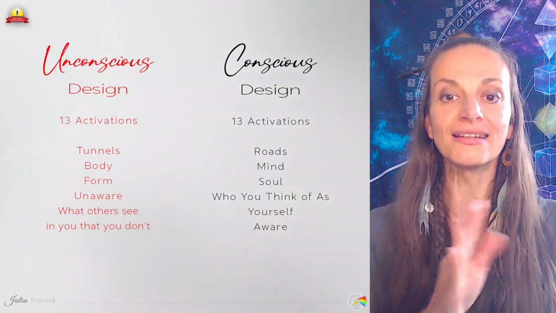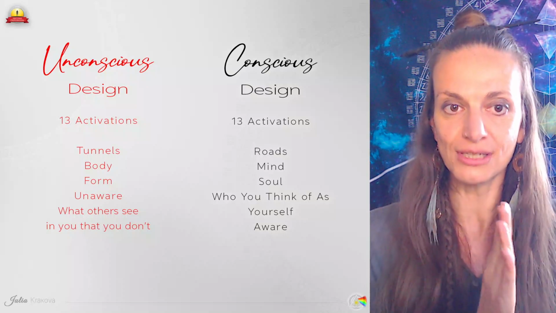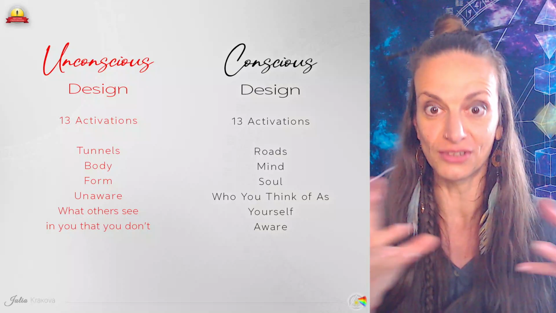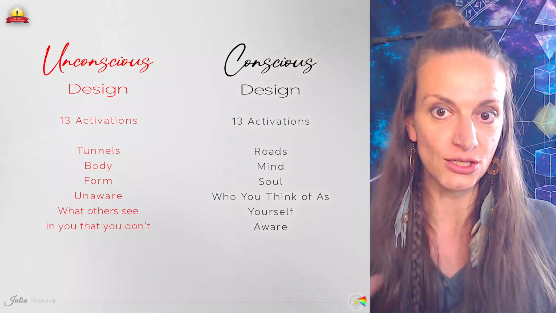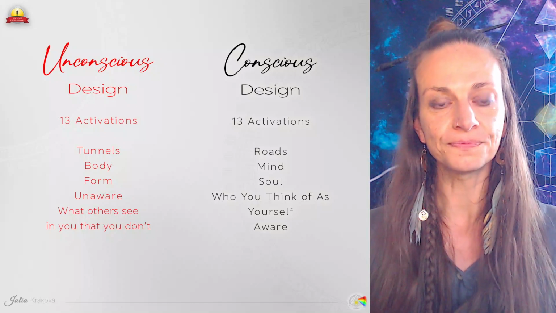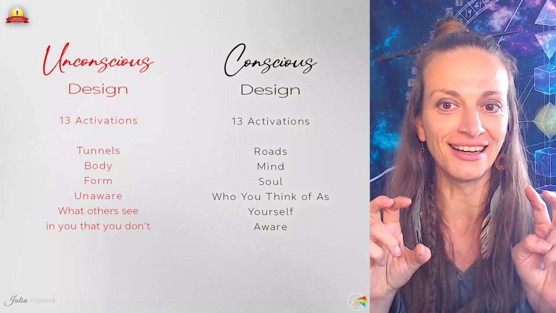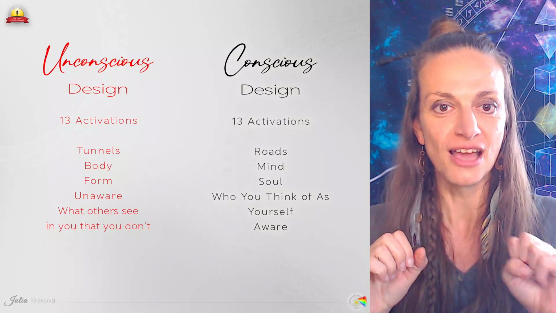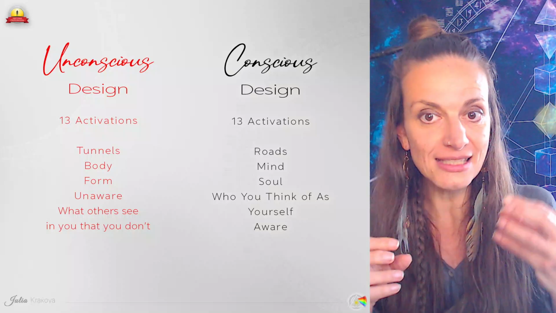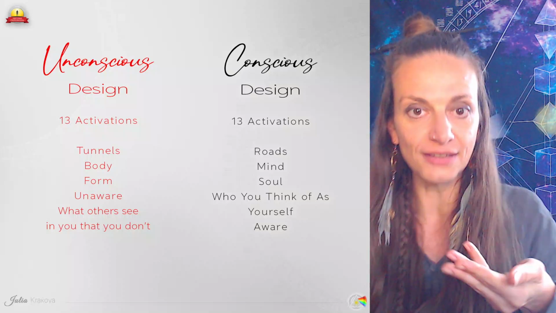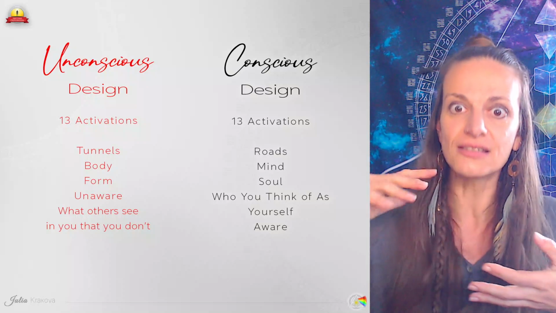And in that moment, everything is basically decided. So the unconscious design, and they both have 13 activations: 11 planets plus 2 lunar nodes. We have different kinds of synonyms or metaphors for conscious and unconscious. The unconscious we call tunnels. This is something hidden. A tunnel goes under. When the conscious is the road, it is something that is seen, it's there.